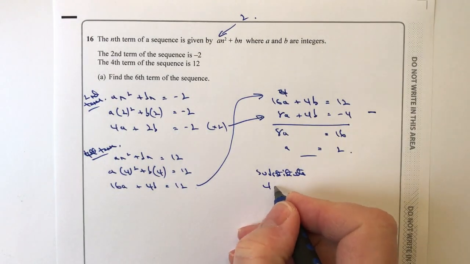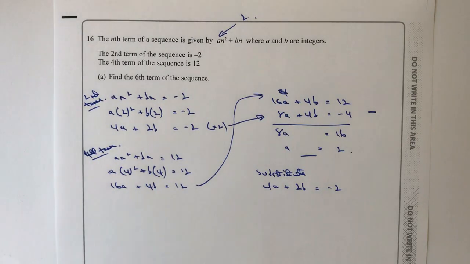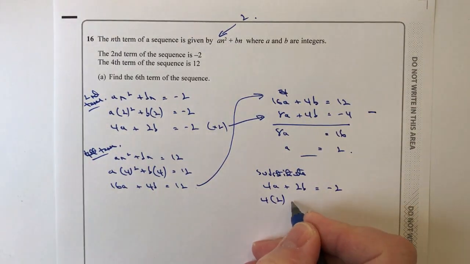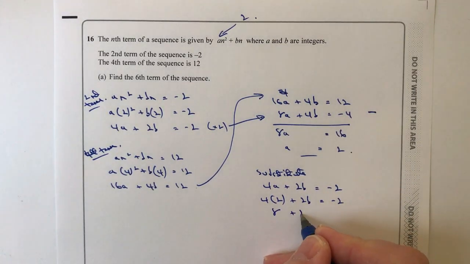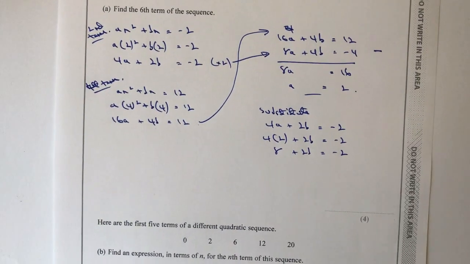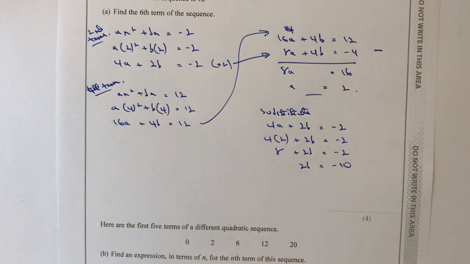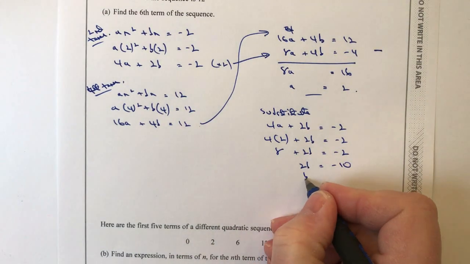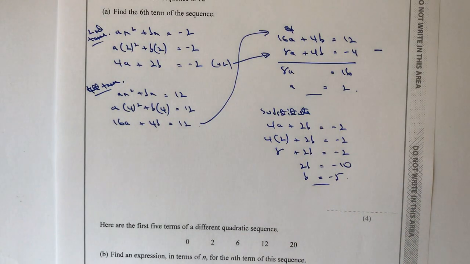I'm going to say 4a plus 2b equals minus 2. The value of a is 2. We know that, so we can say 4 times 2 plus 2b equals minus 2, which is 8 plus 2b equals minus 2. I'm going to subtract 8 from both sides, and I'm going to end up with 2b equals minus 10, which therefore means that b must equal minus 5 if I divide through both sides by 2.